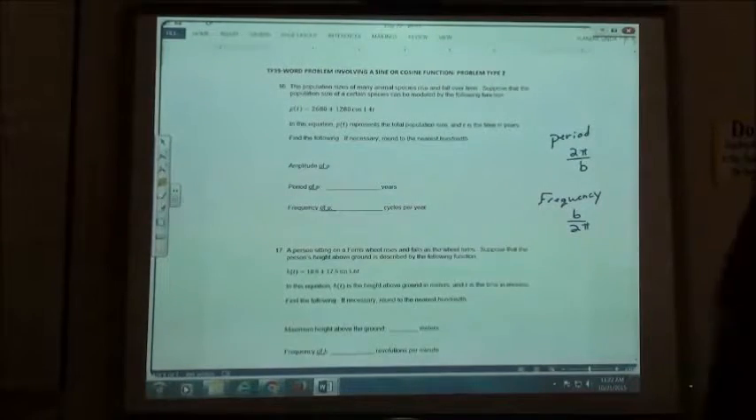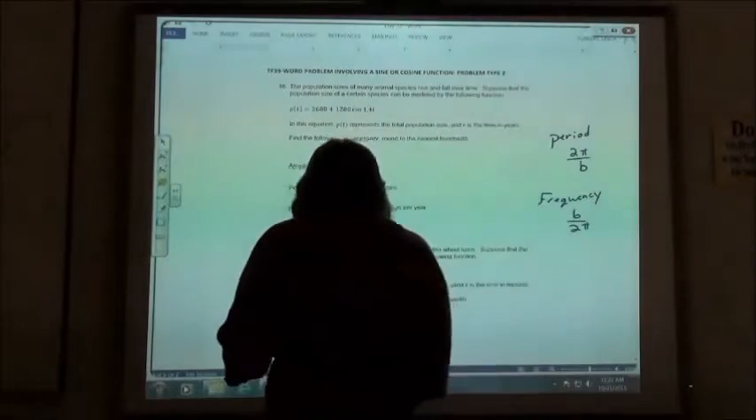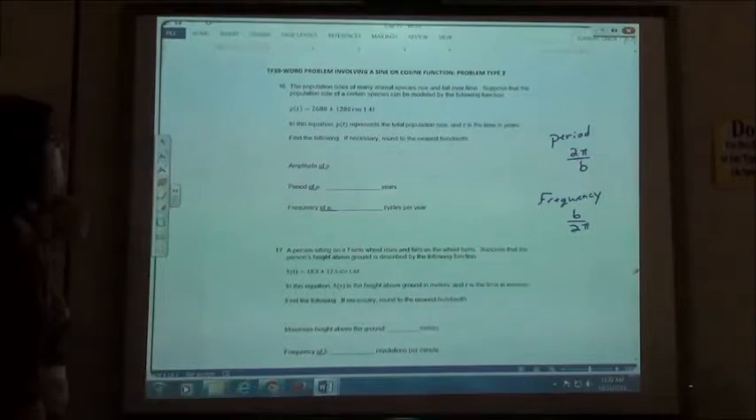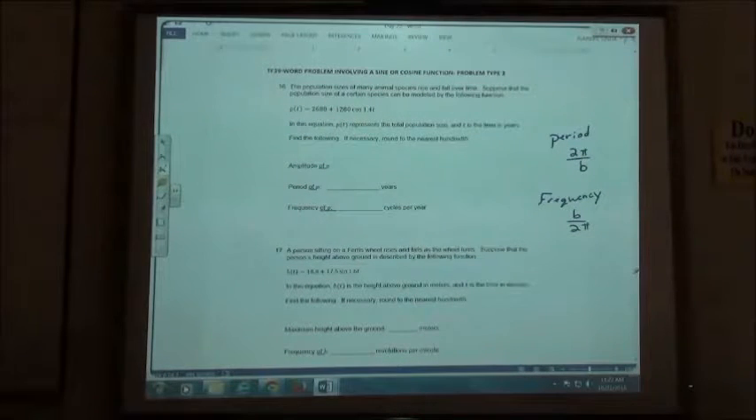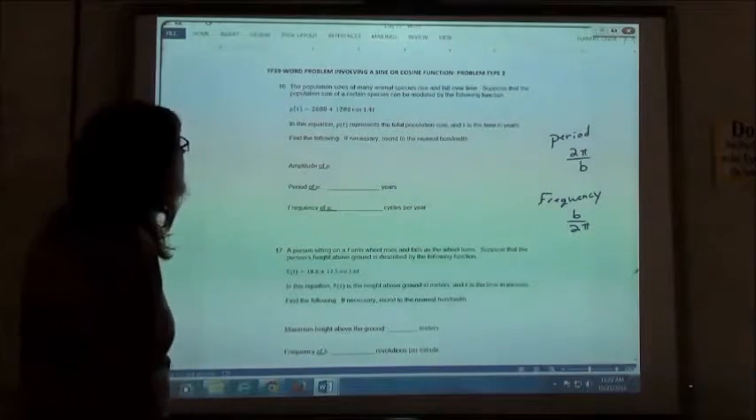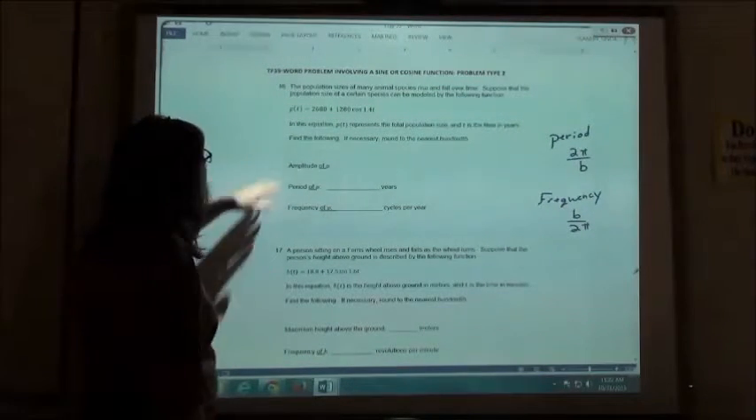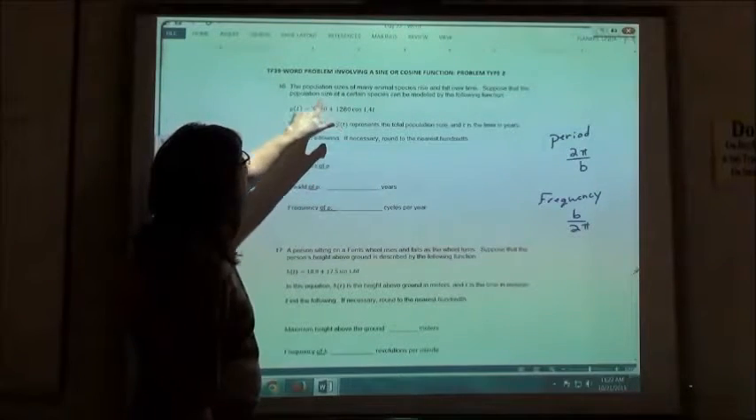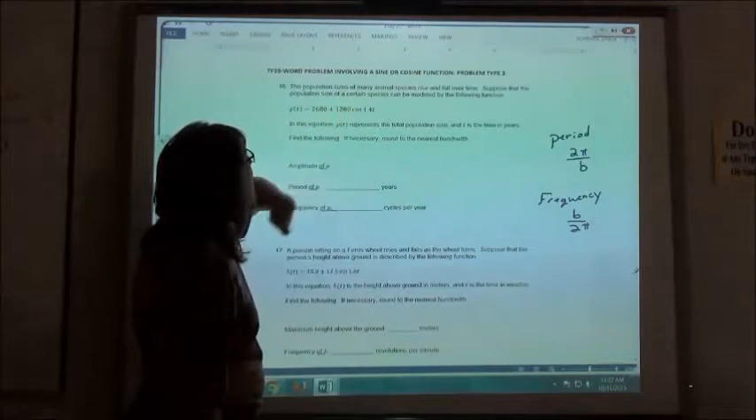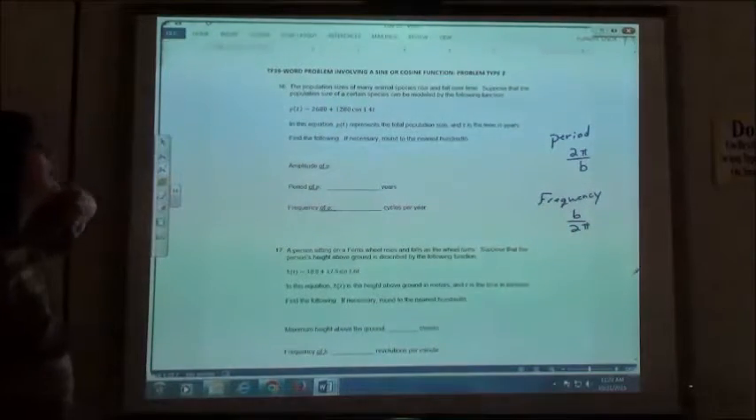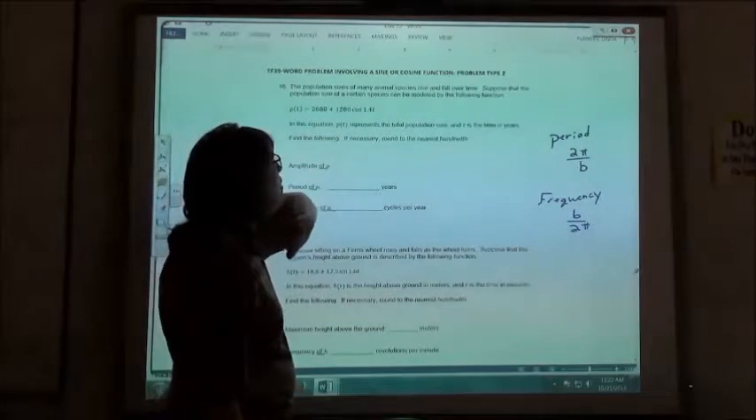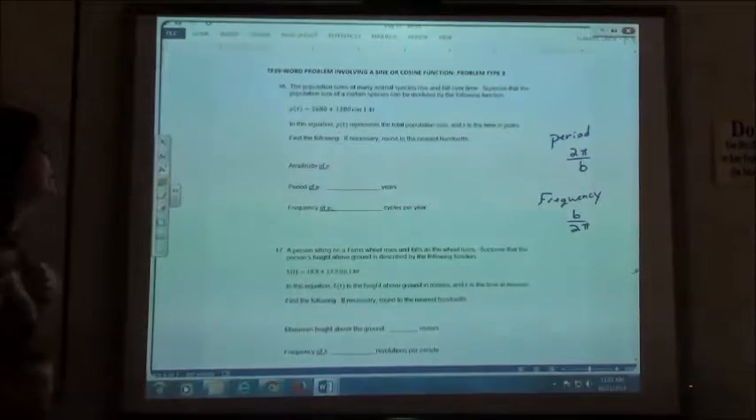So 16, 17, and 18, again, we have some word problems that we're going to do. Based on sine and cosine functions, the population size of many animal species rise and fall over time. Suppose the population size can be modeled by the following function. P of t equals 2,680, this would be my starting population, and then it's going to change by 1,280 times the cosine of 1.4t.